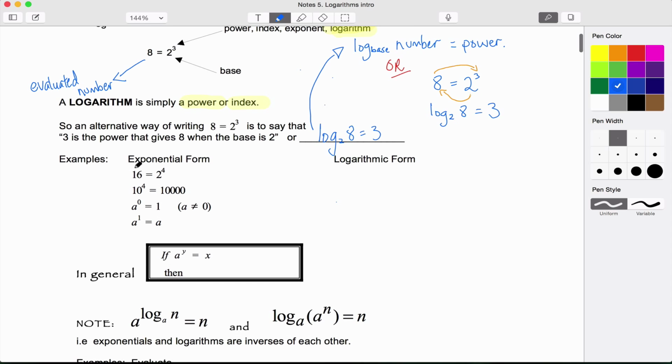Having a look at these examples here, we've got exponential form for these four, and we need to write it in logarithmic form. I'm going to give you a minute. I'd like you to pause the video and have a go at writing these four examples on the right hand side here into logarithmic form.